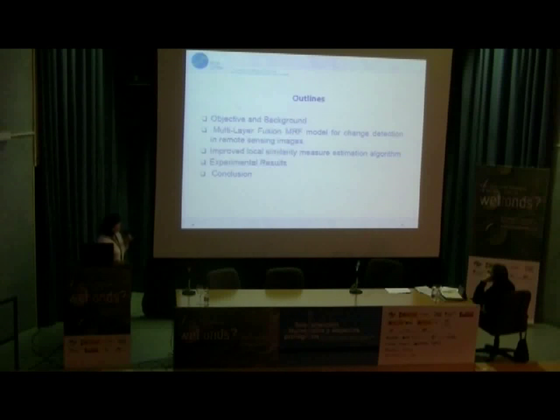Here's the outline of my presentation. After the objective, I will introduce our multi-layer fusion Markov random field model for change detection in remote sensing images. And in this model, we in particular use a specific feature which is related to the similarity between different image layers. So I'll introduce briefly the improved local similarity measure algorithm, and then I will show some experimental results and conclude my presentation.